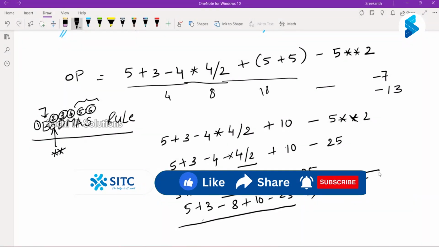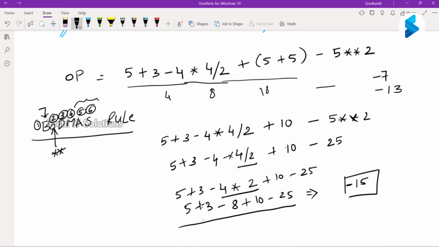Minus 15 will be the output. 5 plus 3, 8. 8 minus 8, 0. 0 plus 10, 10. 10 minus 25, minus 15. Minus 15. Right? So you understand this rule, right?